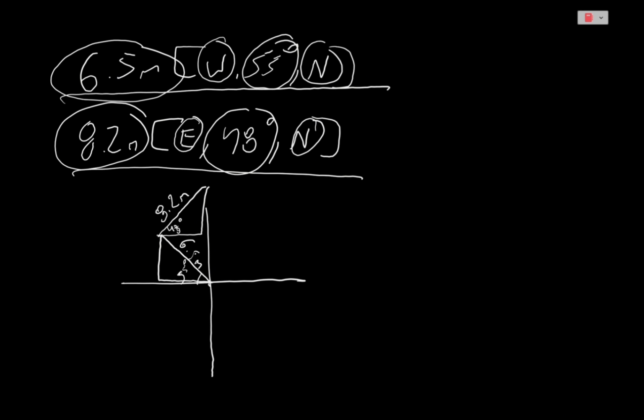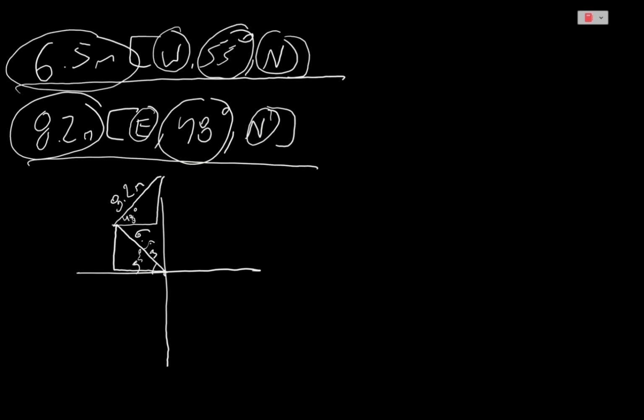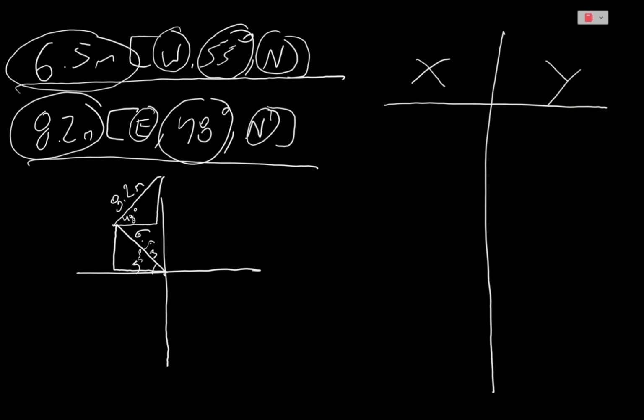Which we can use to calculate all the side lengths. The horizontal axis is the x-axis and the vertical is the y-axis. So what I like to do is make a chart for the x and y calculations. So first, we're going to calculate this horizontal side length of the triangle.